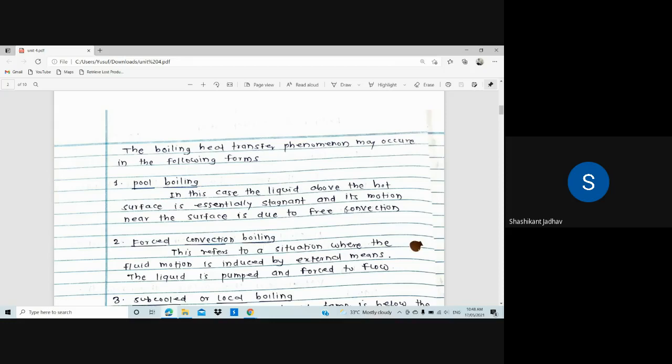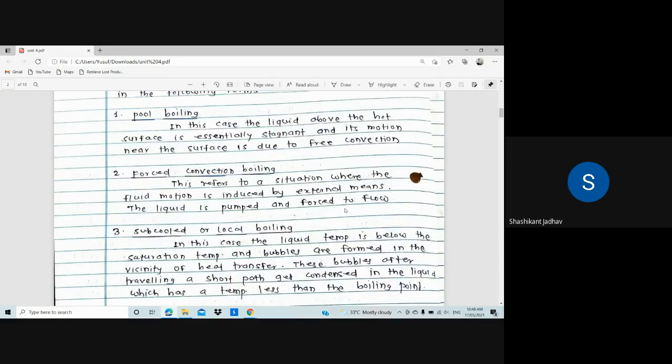Okay, so all of you write down the pool boiling. Write down, in this case, the liquid above the hot surface is essentially stagnant.